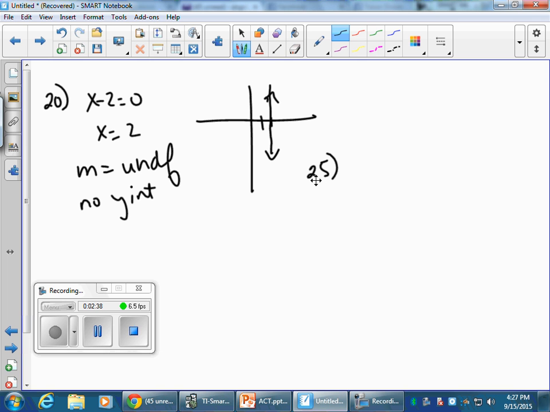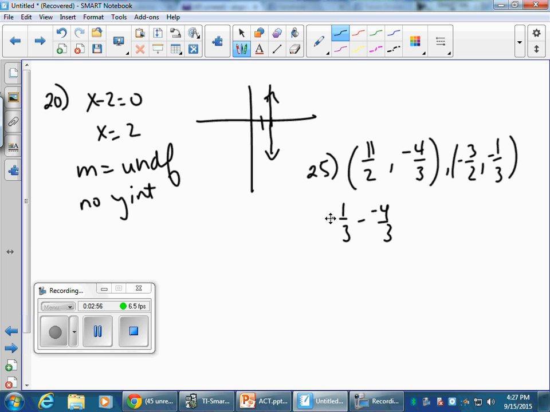All right, number 25. Number 25, they want you to plot the points. Again, I told you you didn't have to plot them, but also find the slope of the line. So 25 goes, the points are fractions, 11 halves, negative 4 thirds, and negative 3 halves, and negative 1 third. So it's y2 minus y1. So negative 1 third minus negative 4 thirds over negative 3 halves minus 11 halves.